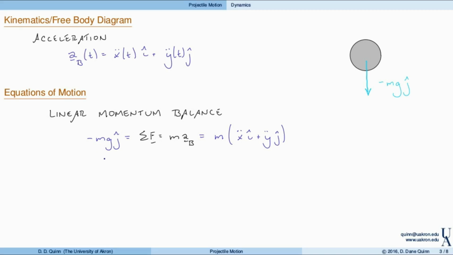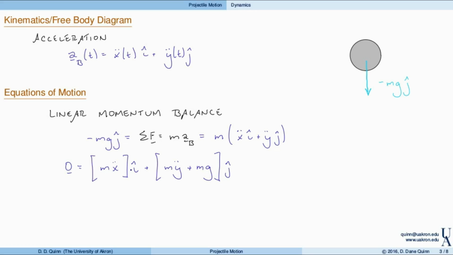We can rewrite this equation by taking the left-hand side and moving it over to the right-hand side and collecting components. So 0 now becomes, in the i direction, notice that I have nothing over here, and I just have m x double dot. And in the j direction, I have m y double dot. And then when I take the force and move it over to the right-hand side, we have plus mg in the j direction. So now this is a vector equation. It has two components, one in the i direction, one in the j direction.